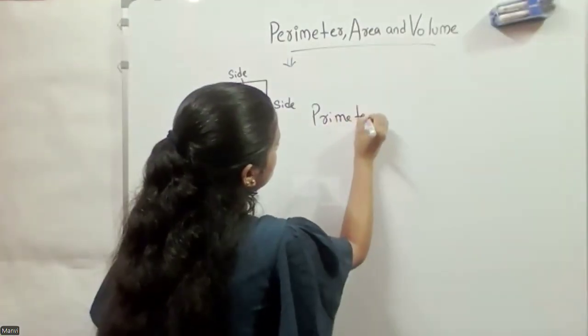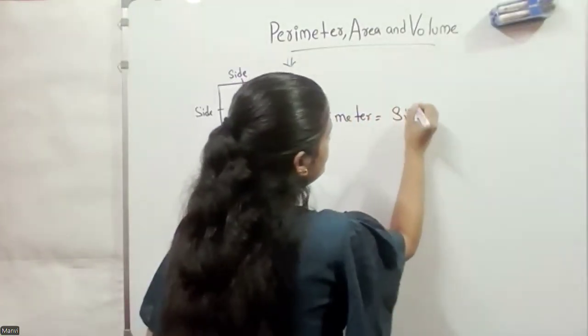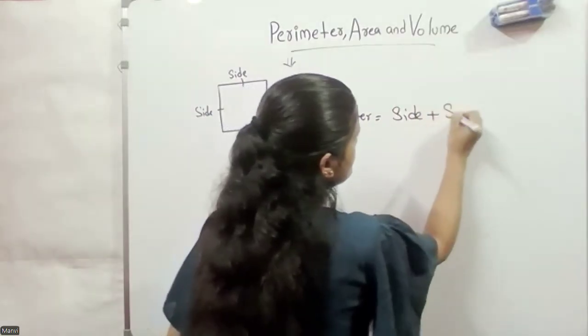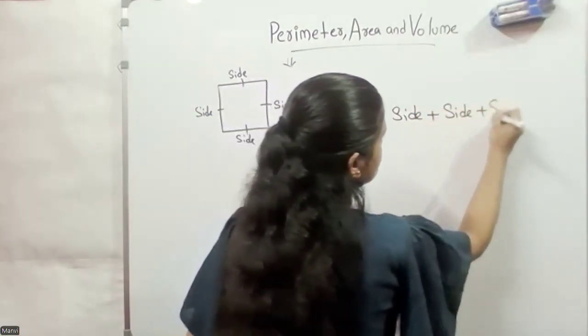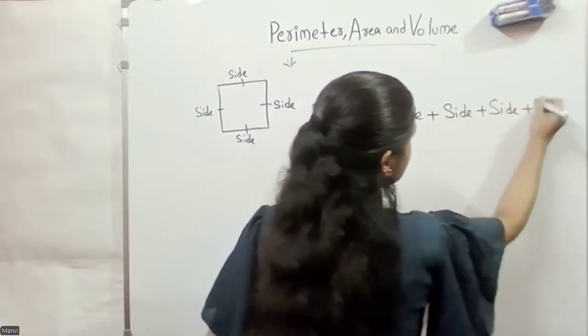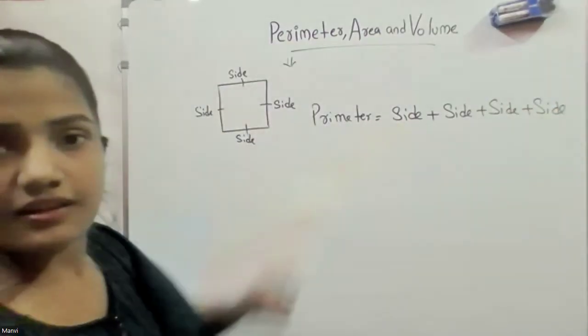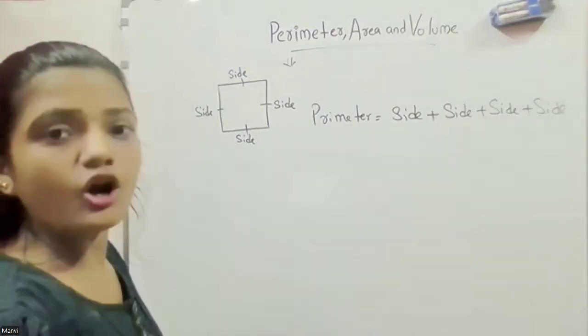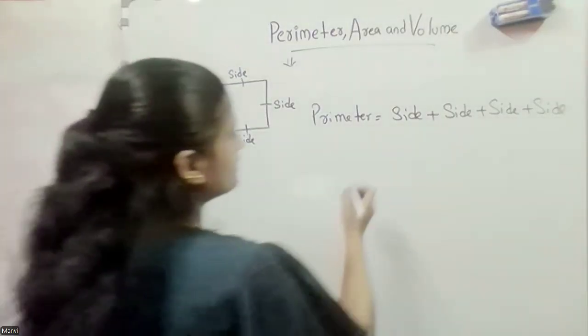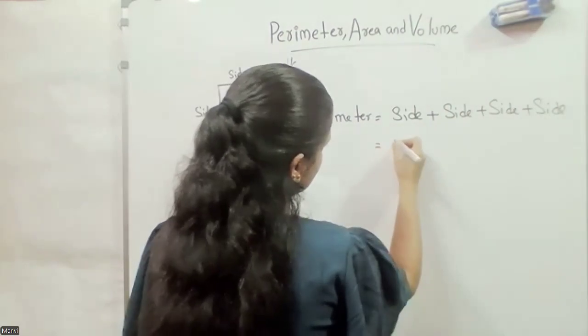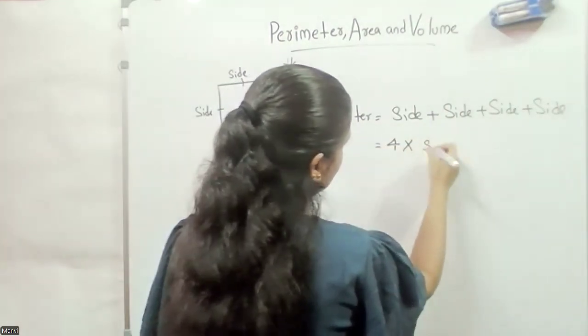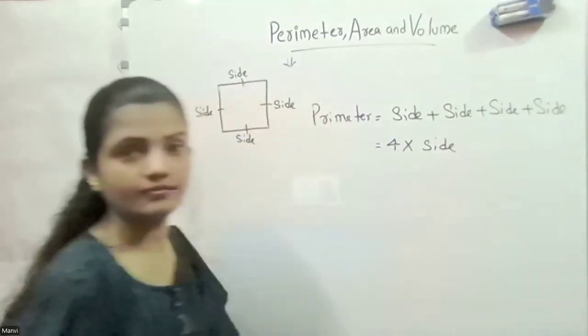Perimeter equals side plus side plus side plus side. We need to add this 4 times, or in a simpler way, Kavya, can we write it like this? Side times 4.